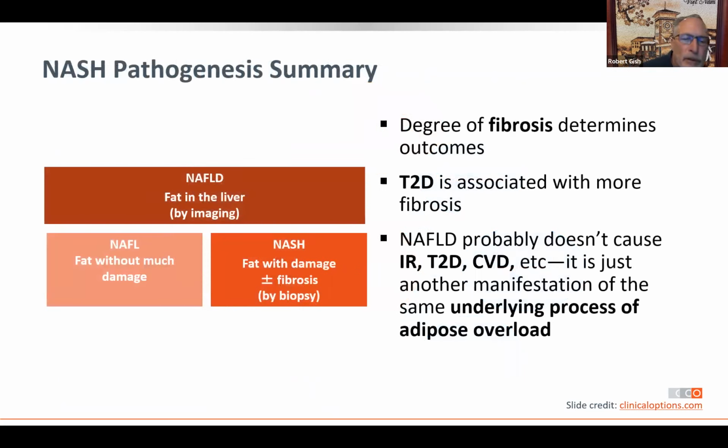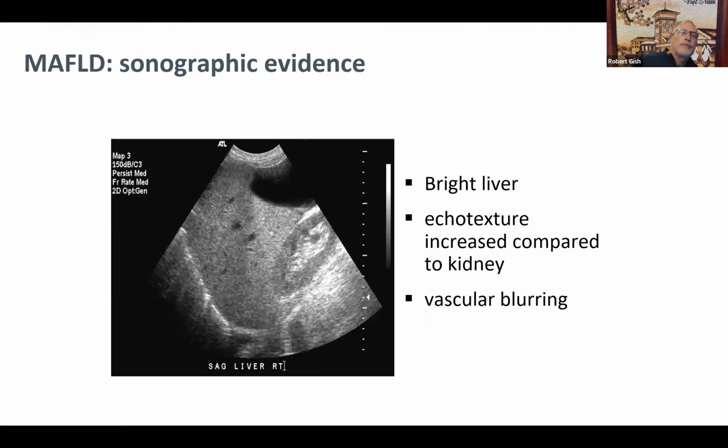We've got fats, we have inflammation, we have fibrosis, we have genetic predisposition, we have diet predisposition. So there's a lot going on, and we're going to stage every patient. Ultrasound showing fatty changes, which is a bright liver echo texture increase compared to the kidney. Some vascular blurring helps support this diagnosis.